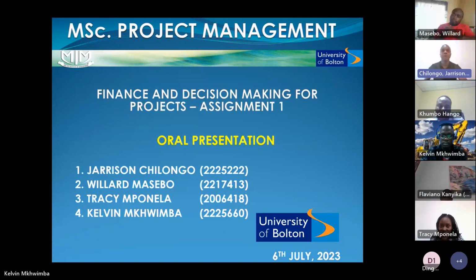I'm presenting Group 3 on the part of the introduction and background on this assignment of finance and decision making for projects. The team composition is as can be seen on the screen. There's myself, Willard, Masebo, Tracy Mponera, and Kevin Nkwimba.